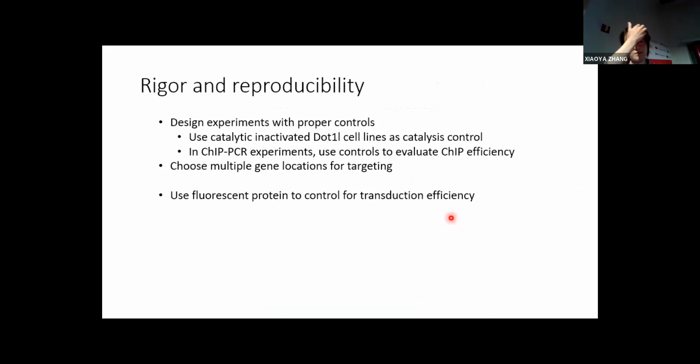So in terms of rigor and reproducibility, I first try to design my experiment with proper controls, and I use catalytic inactivated DOT1L cell lines as my catalytic control. DOT1L is also known to form complexes and interact with other proteins. So using this control, I can determine, is it the result of K79 methylation or is it the protein function? Also in ChIP-PCR experiments, I will use controls to evaluate my ChIP efficiency with positive control and negative control. And also choose multiple gene locations for targeting in each experiment, and also use fluorescent protein to control for the transduction efficiency so that I can compare between my experiments.